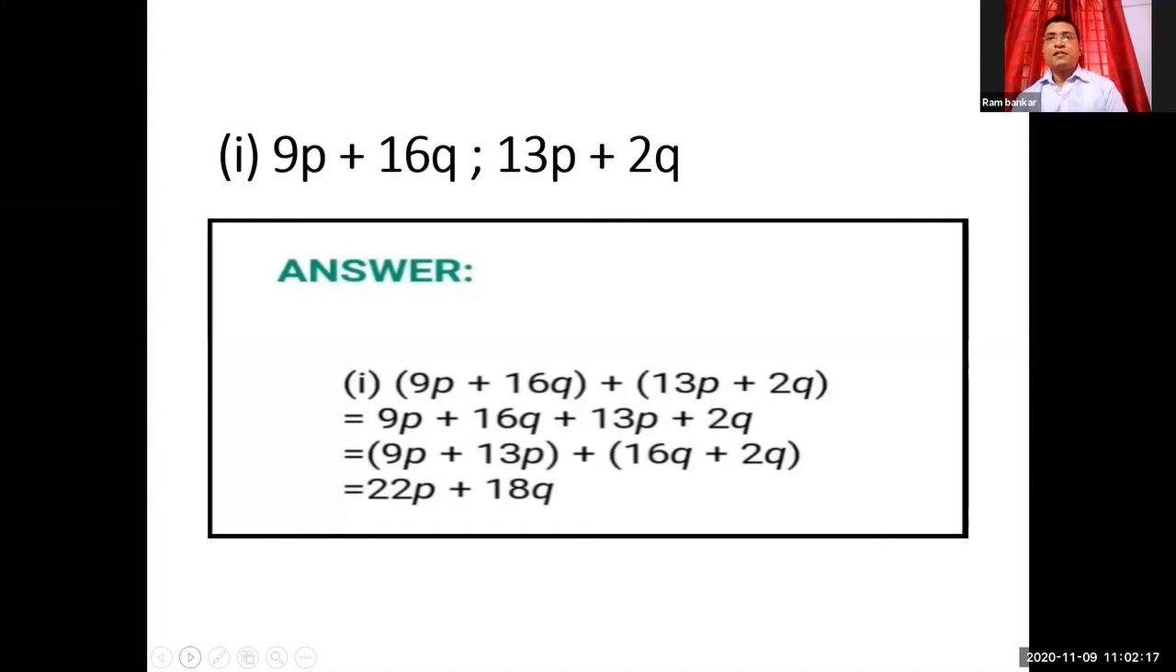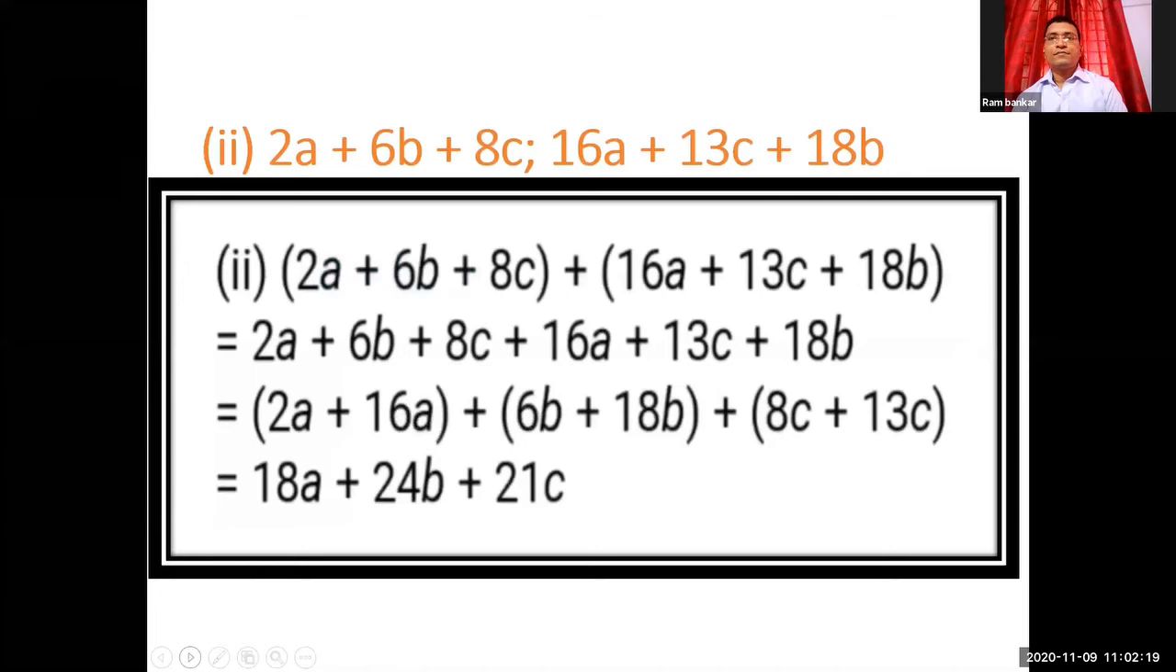Look at the second question. This is the addition of trinomials. The first algebraic expression is 2a plus 6b plus 8c. Now we have to add the second expression, 16a plus 13c plus 18b. In the first step, we have to remove the brackets only.